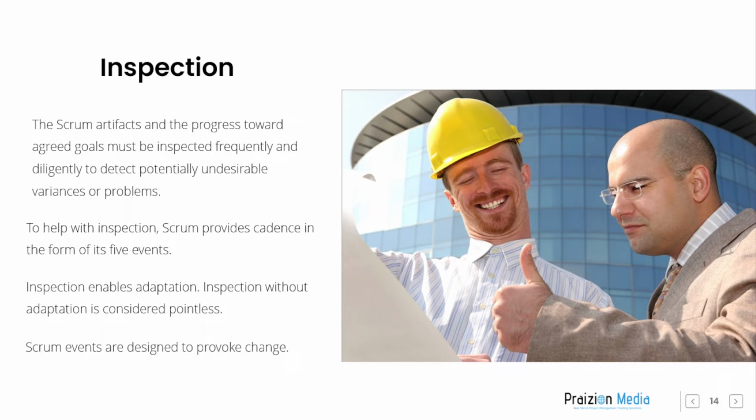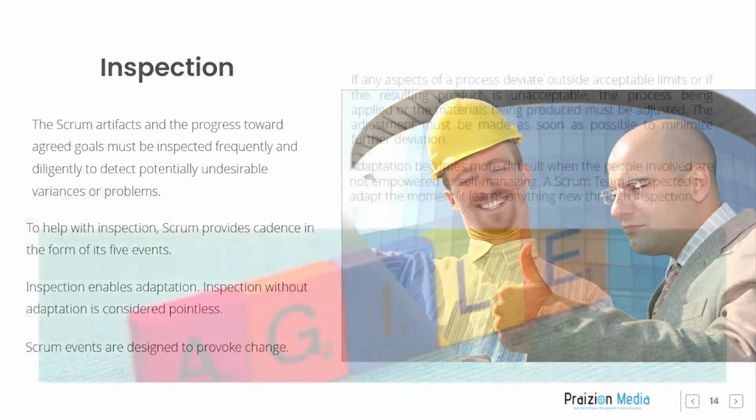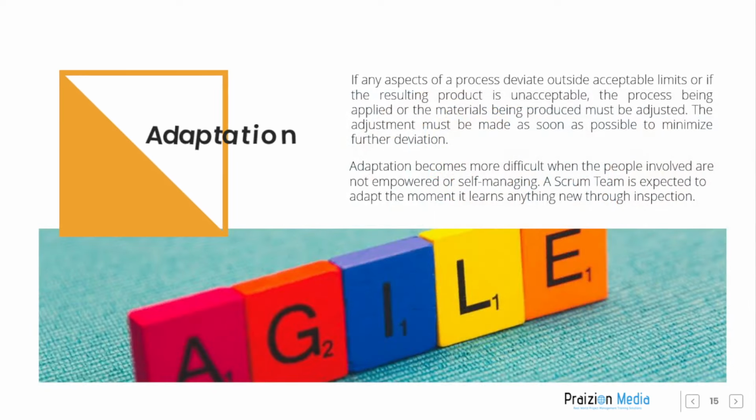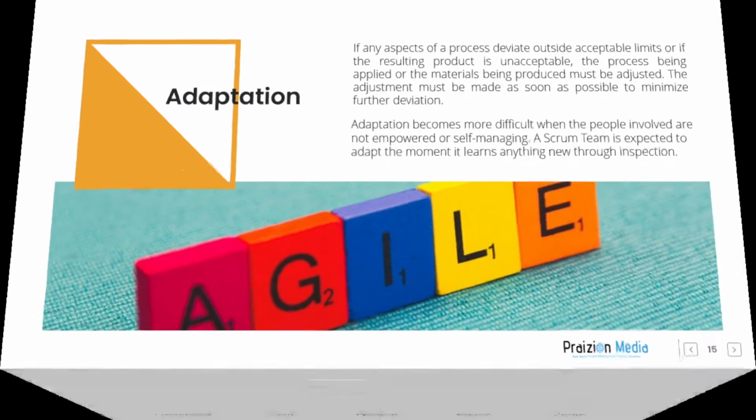Adaptation. If any aspects of a process deviate outside acceptable limits or if the resulting product is unacceptable, the process being applied or the materials being produced must be adjusted. The adjustment must be made as soon as possible to minimize further deviation. Adaptation becomes more difficult when the people involved are not empowered or self-managing. A Scrum team is expected to adapt the moment it learns anything new through inspection.